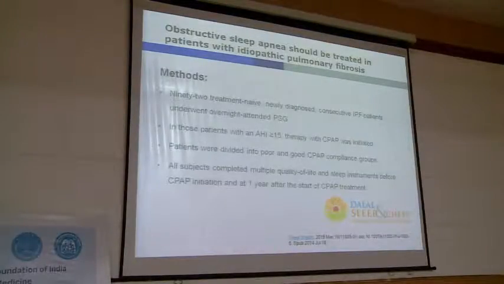So all patients with idiopathic pulmonary fibrosis with obstructive sleep apnea should be treated. This study, published in Sleep and Breathing 2015, shows that there were 92 treatment-naive, newly diagnosed consecutive IPF patients who underwent an overnight attended polysomnography. In all those patients who had AHI of more than 15, CPAP was initiated, and then the patients were divided into a good and a poor compliance group.